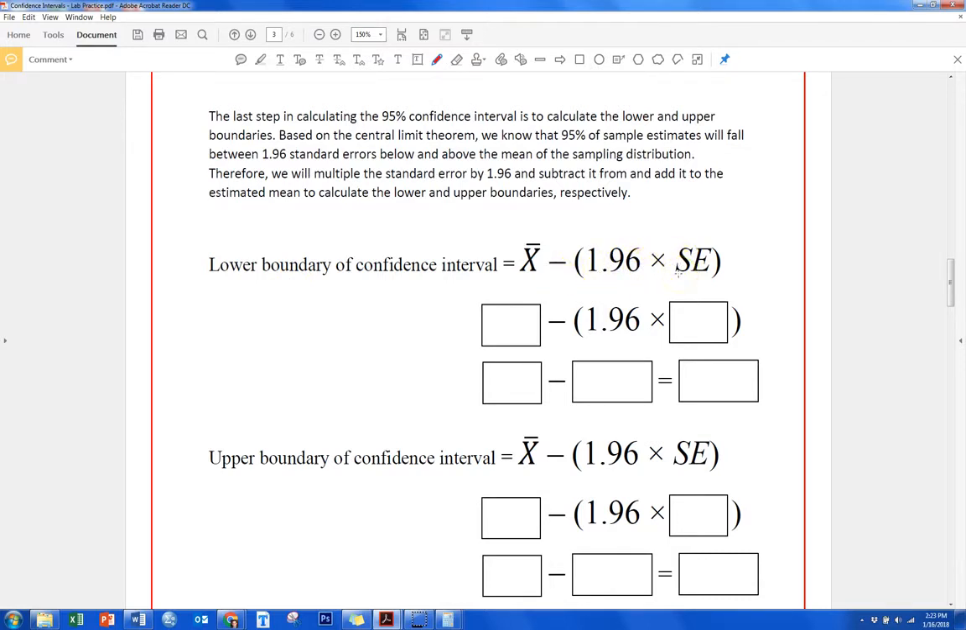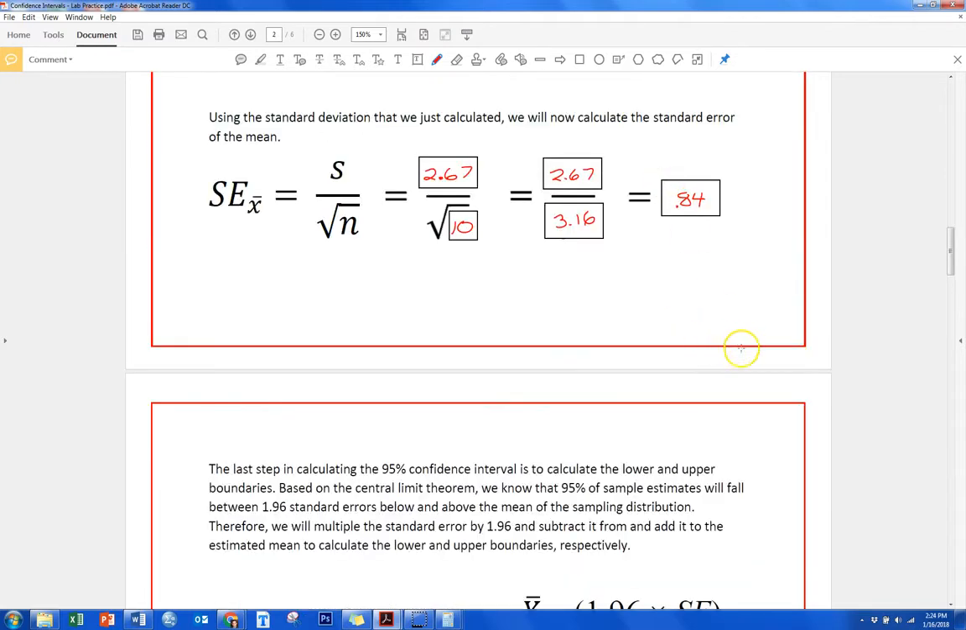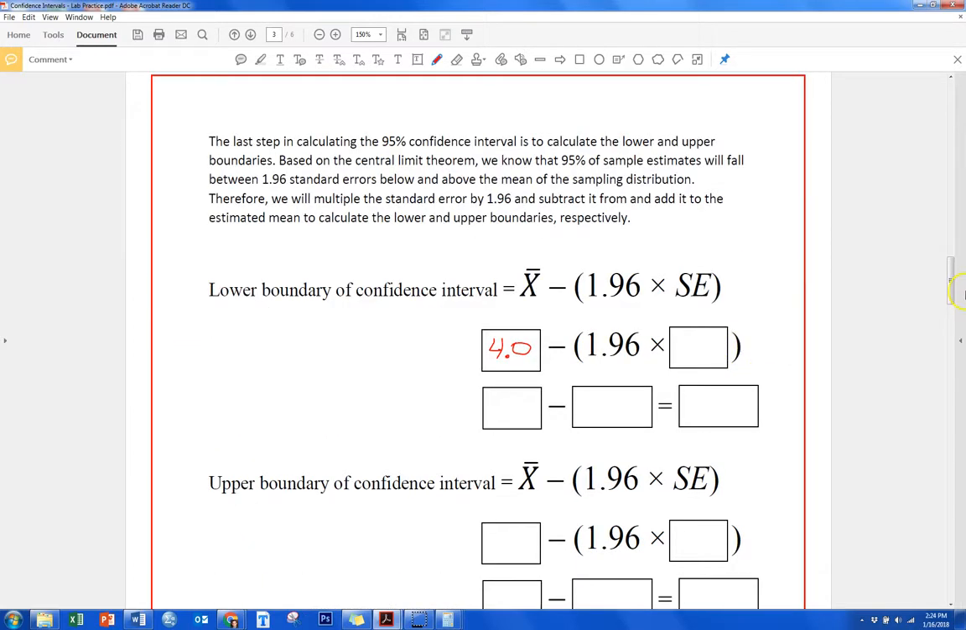So let's go ahead and fill in some of this information. So we remember that the mean is 4.0, which is the same as 4, or 4.00. So it's going to be 4 minus 1.96 times, what was that standard error? 0.84, right up here. So let's get that in here, 0.84. So it's going to be 4. This is going to carry down here, 4.0 minus, make sure you know that that is not 40. There's a decimal place right there.